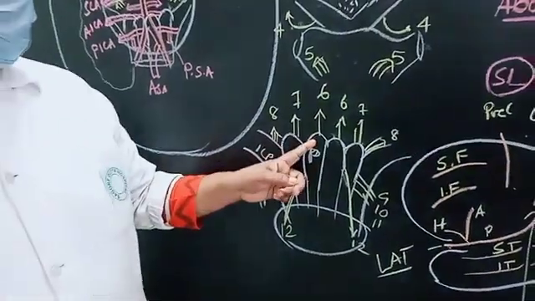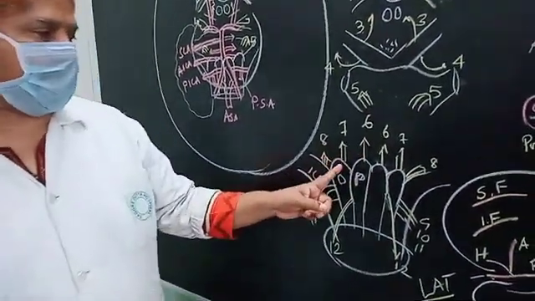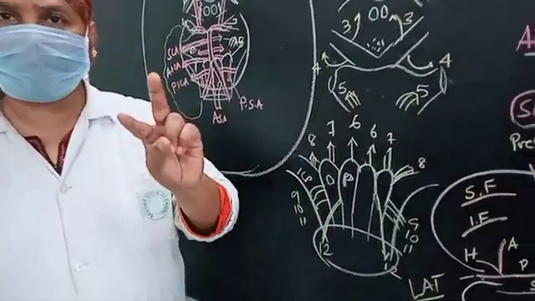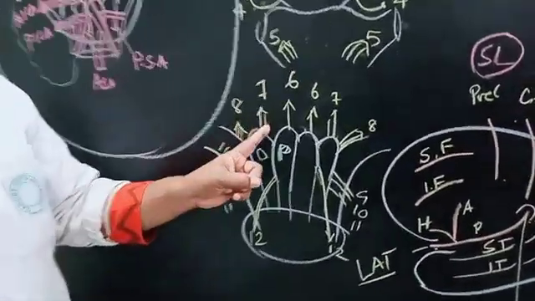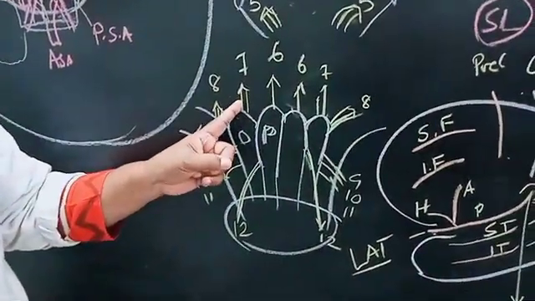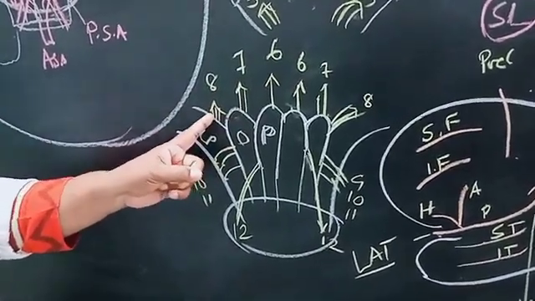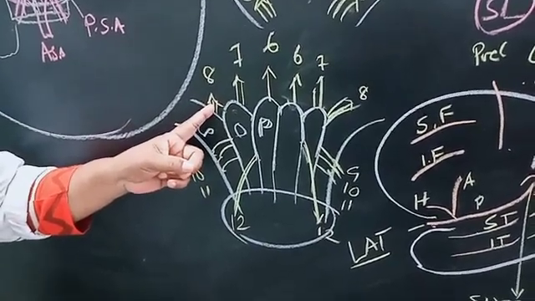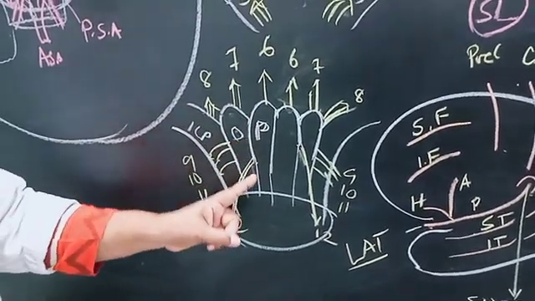Just above the pyramid is the sixth cranial nerve, that is called abducens nerve. Now above the olive, this is the facial nerve. The facial has two roots, the motor root and the sensory root. M for M: motor root lies medially and sensory root lies laterally. Then at the junction of the olive and the inferior cerebellar peduncle, here lies the eighth cranial nerve, that is called vestibulocochlear nerve.